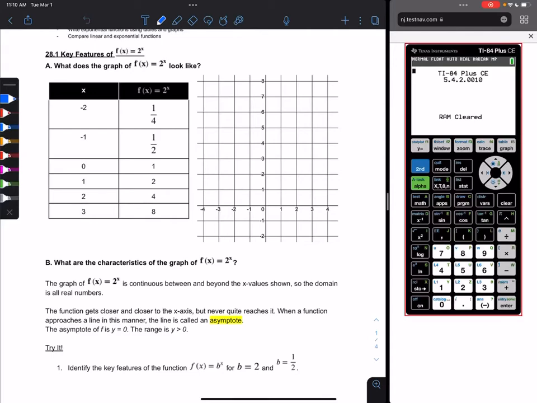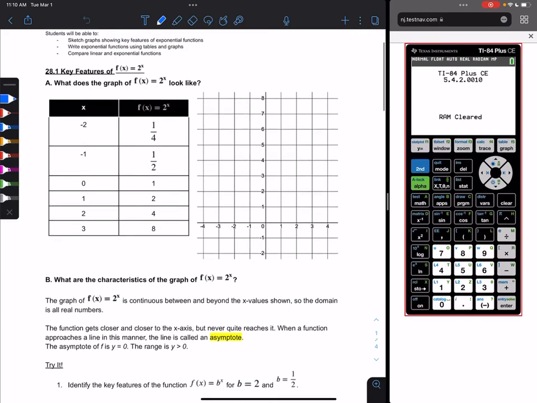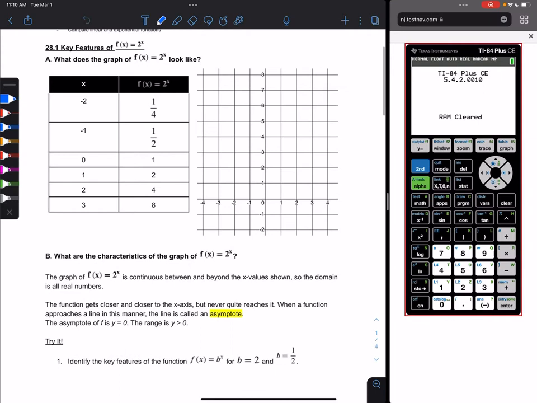In this video, we're going to look at topic 28, example 1, key features of f of x equals 2 raised to the x power. In this section, we're starting with exponential functions, and we're going to look at some of the features of those. Part A: what does the graph of f of x equals 2 raised to the x power look like?